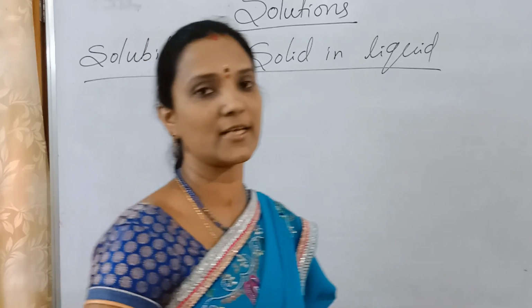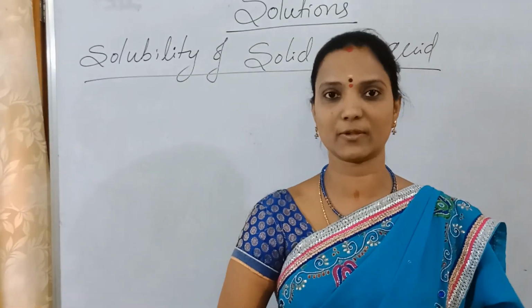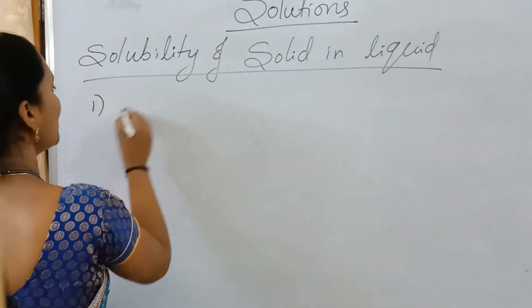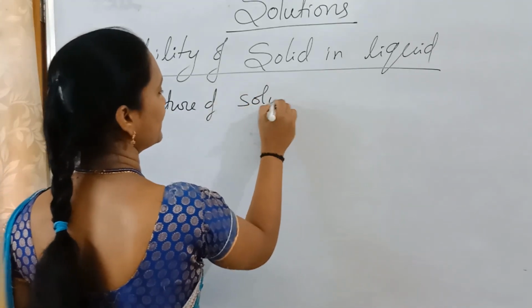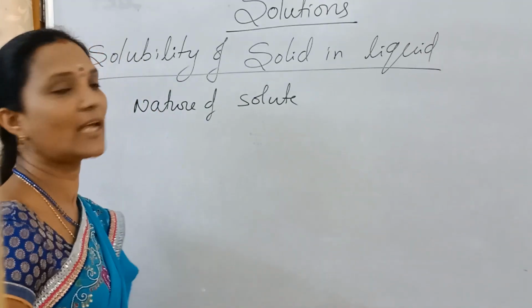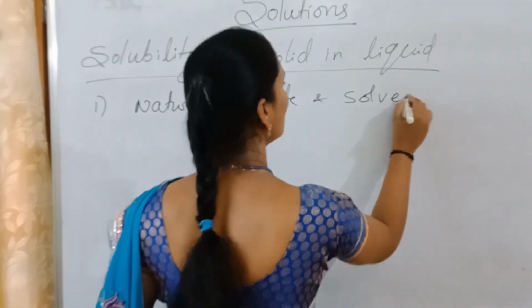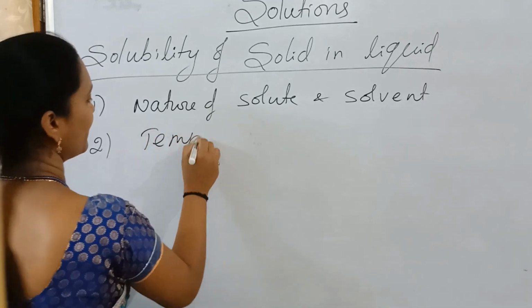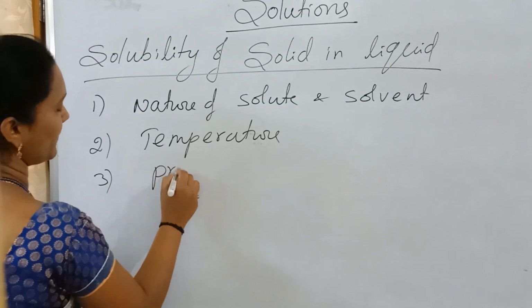So any solid is added to liquid. All solids are not soluble in all liquids. So what are the factors affecting? Just three important factors. One is the nature of solute, nothing but what solid we are adding. Nature of solute and solvent, like this we can take. Second one is the temperature. And third one, pressure.